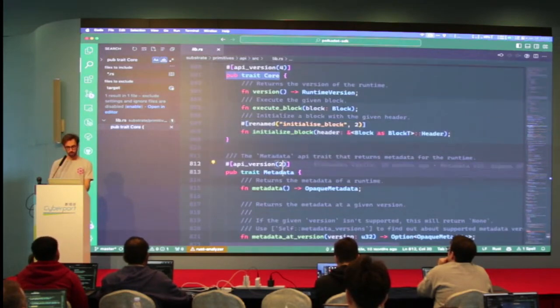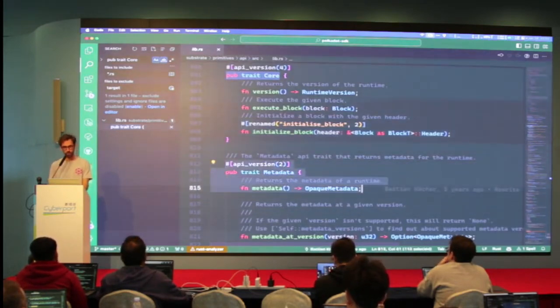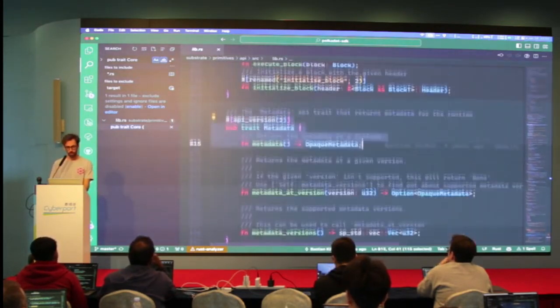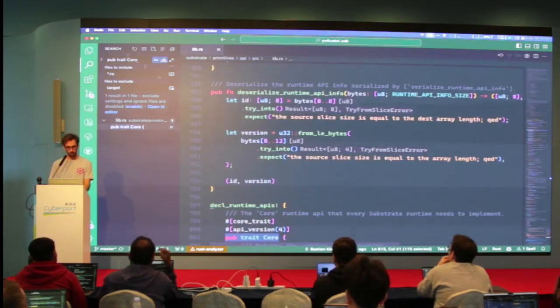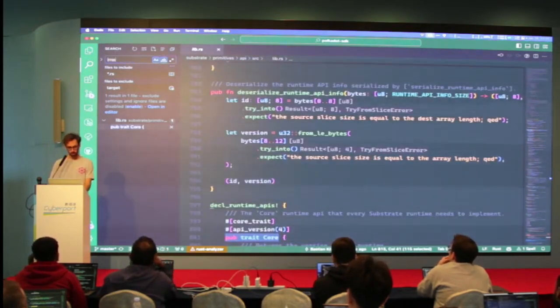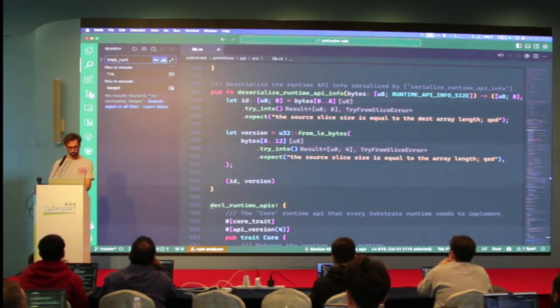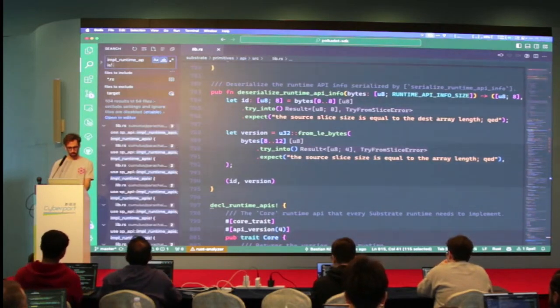Interestingly, metadata is also here. So I already mentioned that metadata is also a runtime API. You see there's another API for it. And so on. So now let's look at the other side. So IMPL runtime APIs.